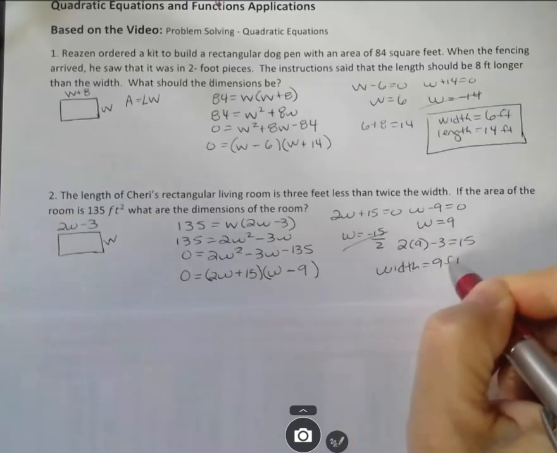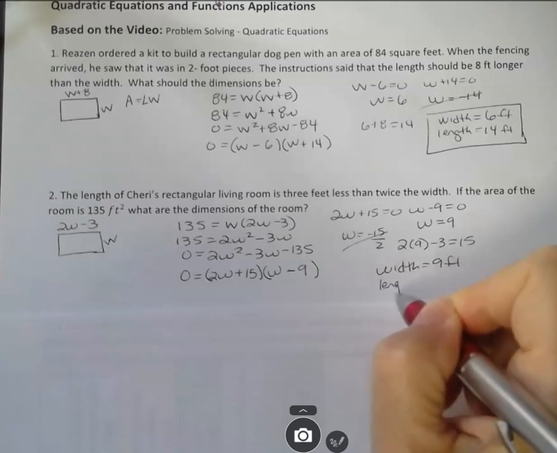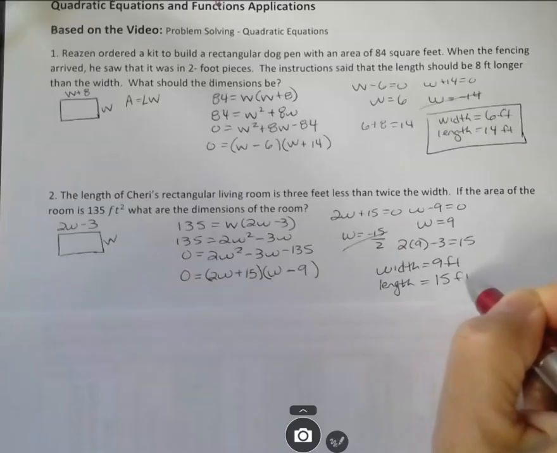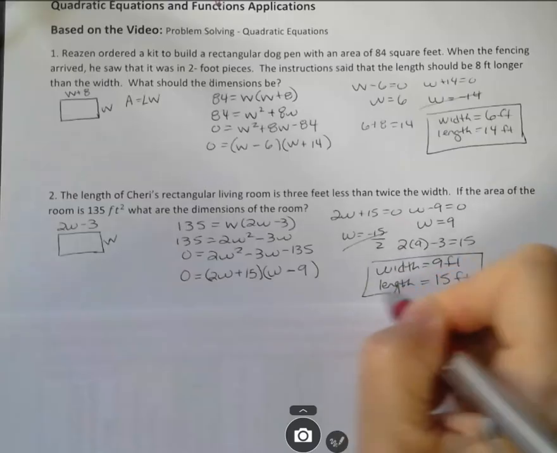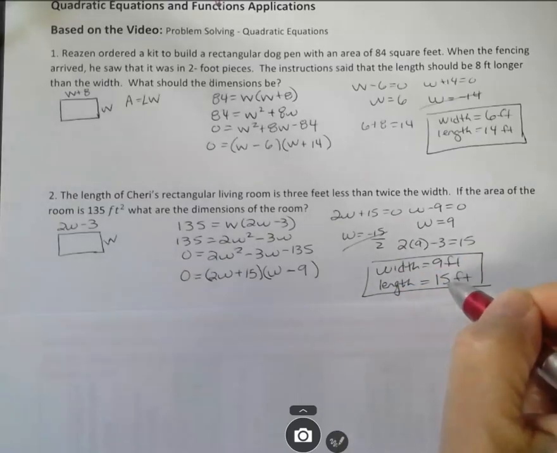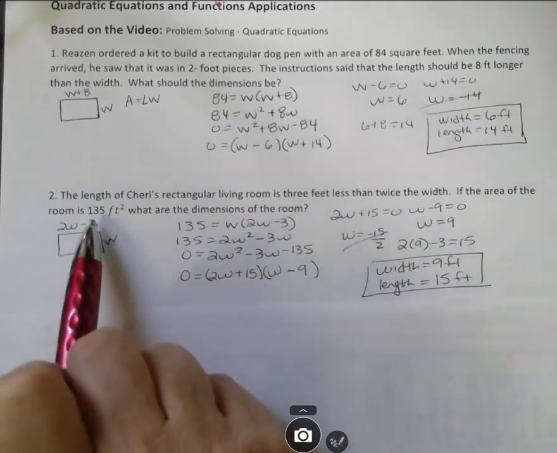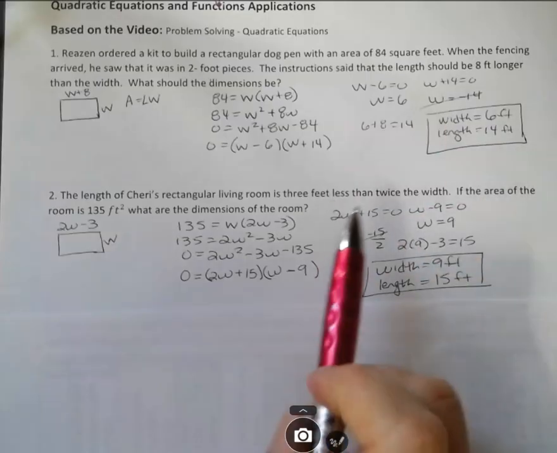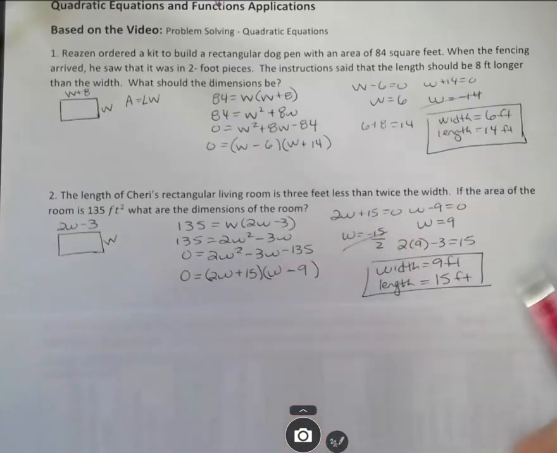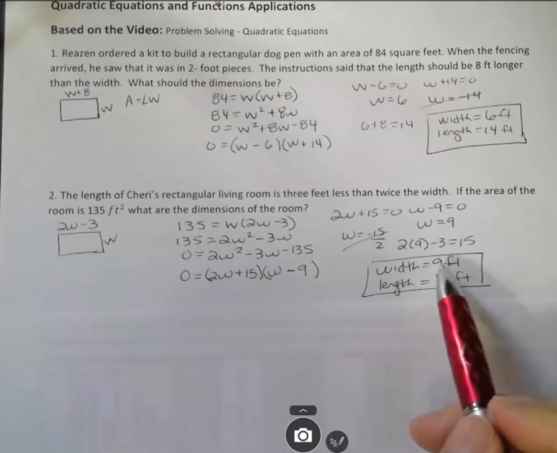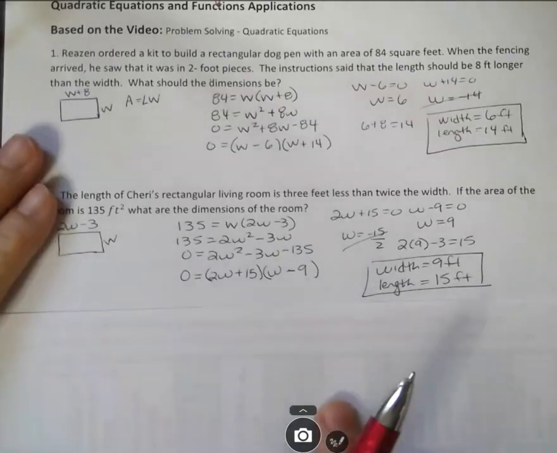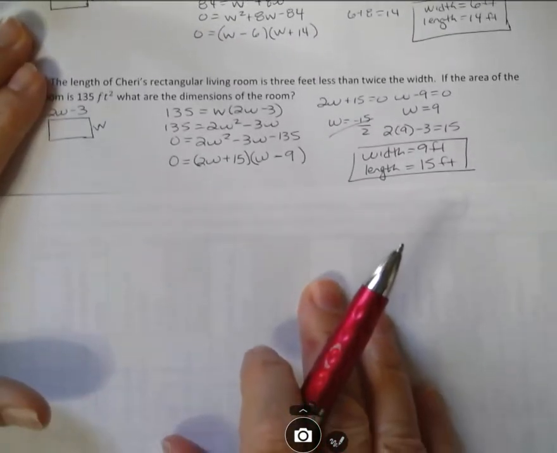We're talking about feet again, and my length is 15. If I do a quick check to make sure that my length times my width does equal 135, and that if I took my width and doubled it and then subtracted 3, I would get my length: 9 doubled is 18, minus 3 is 15. So that's how I can check to see if I was on the right track there.